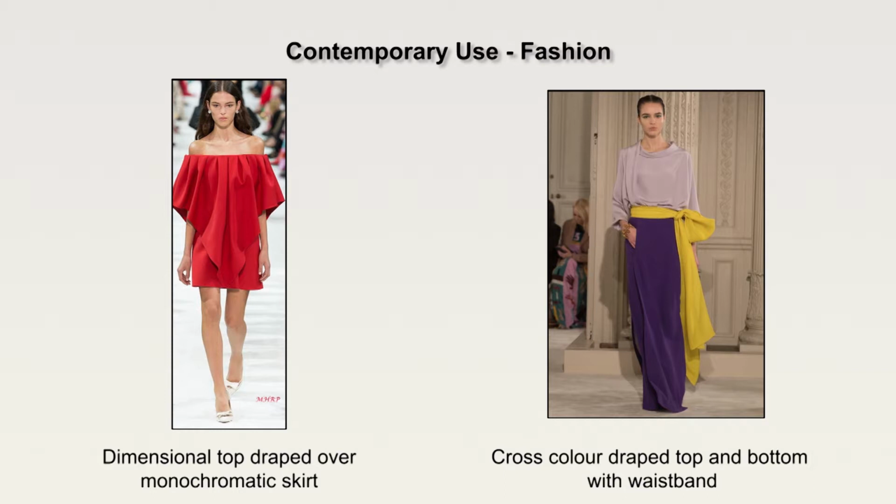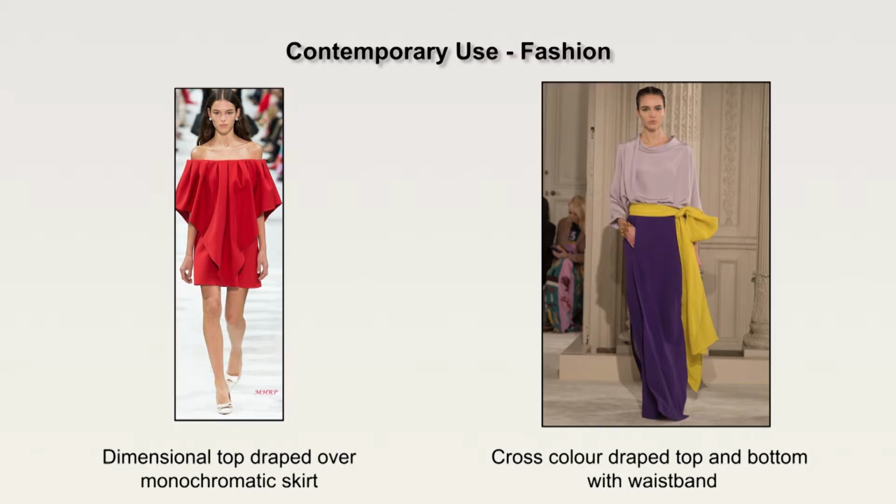This red dimensional top draped over monochromatic skirt is a fine example. On the right is a cross colored draped top and bottom with waistband.